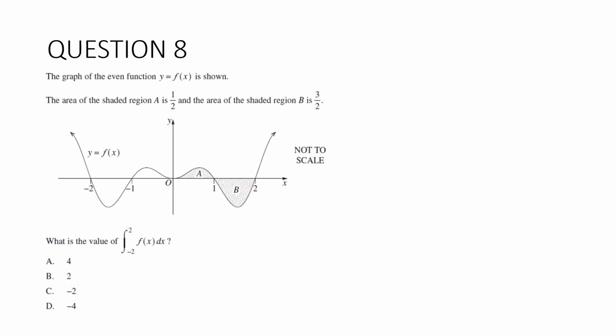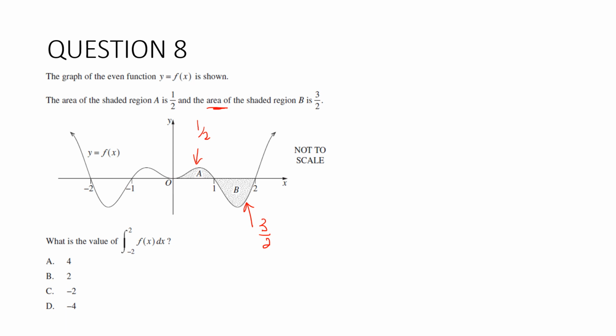Question 8. The graph of the even function y equals f of x is shown. The area of the shaded region A is 1/2. The area of the shaded region B is 3/2, which means, of course, the integral would be negative here. What is the value of the integral from -2 up to 2 of f of x dx?